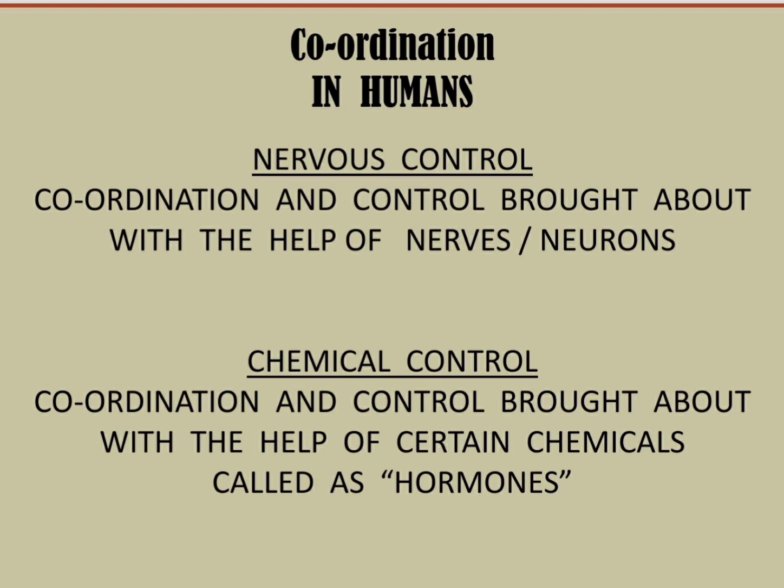Chemical control helps in coordination, and this is brought about with the help of certain chemicals which are released by the human body. These chemicals are called hormones. Okay, so just to repeat once again, coordination in human beings is because of two things. The first one, nervous control, and the second one, chemical control. Nervous control is brought about with the help of nerves or neurons, and chemical control is brought about with the help of certain chemicals which are called hormones.